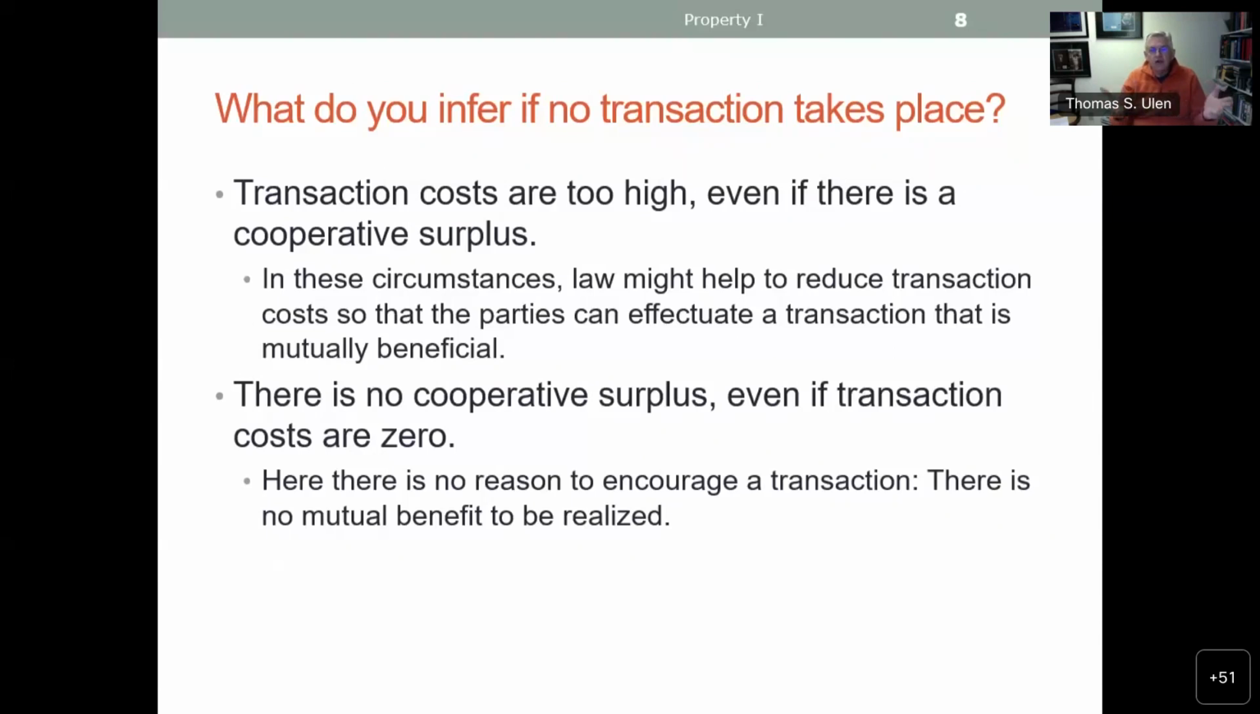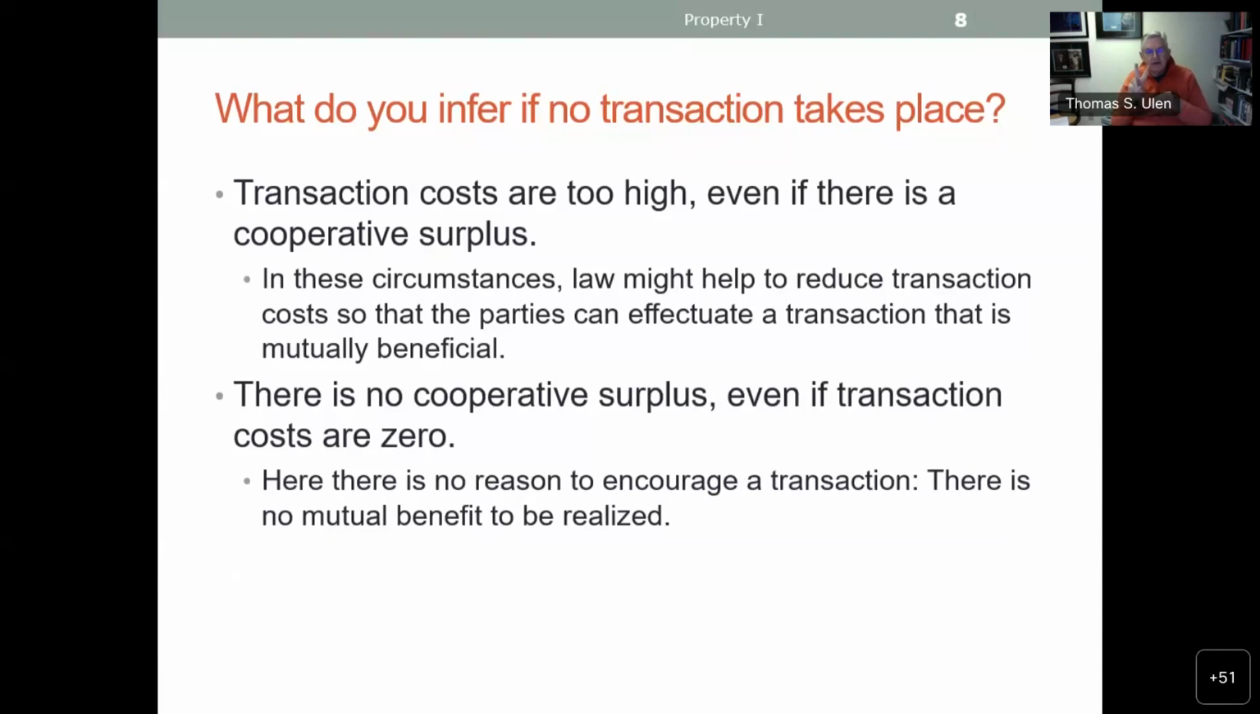The resource is already in the hands of the person who values it the most, and the other person cannot offer him enough money for him to realize that he should give it up, exchange the right for money. There is no difference between the price the seller is willing to accept and the price the buyer is willing to offer.